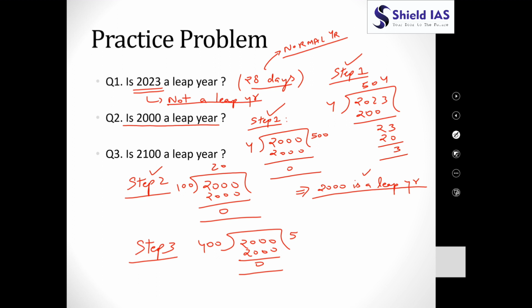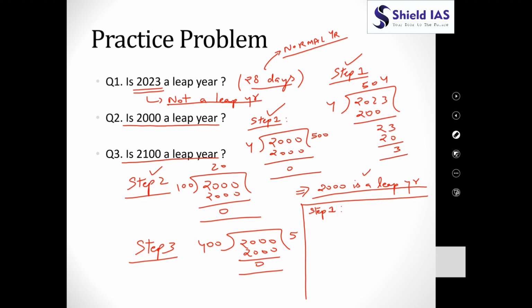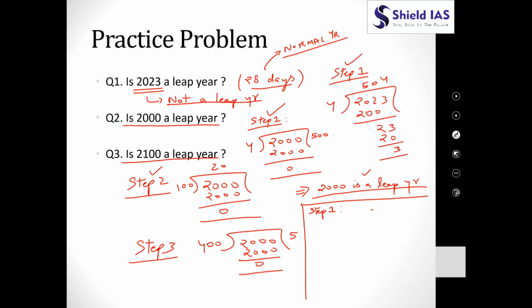And we will see how this is a wrong method by way of question number 3. In question number 3, it is asking whether the year 2100 is a leap year or not. So let us check. In step 1, let me just erase this. Okay. So is 2100 divisible by 4 or not?